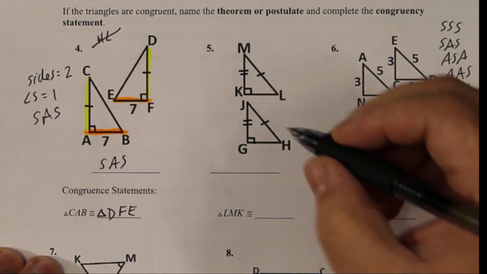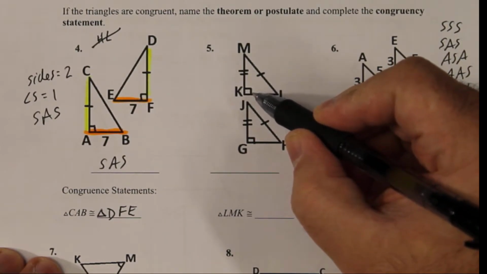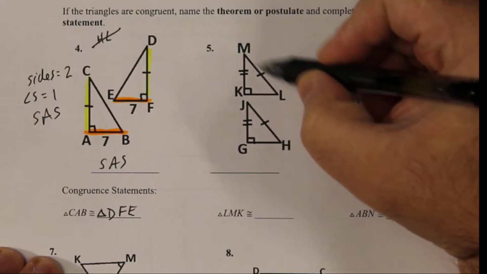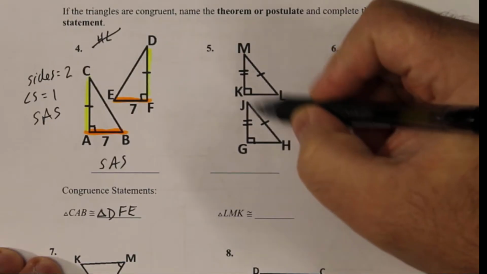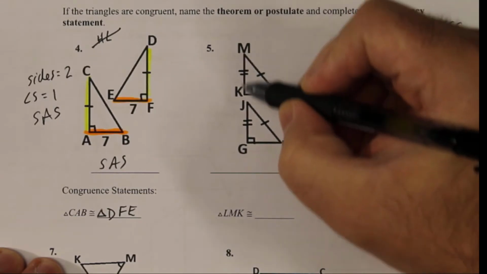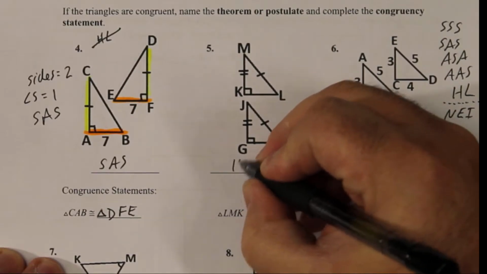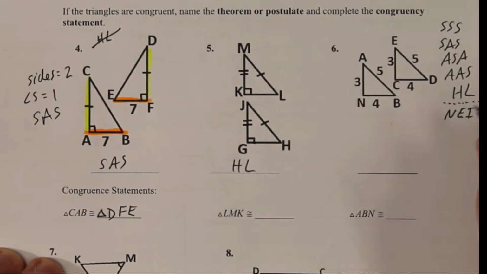So the next one, it's a right triangle. So first check for hypotenuse leg. ML is the hypotenuse. JH is the hypotenuse. And then look for a leg. MK is a leg. JG is a leg. That means that this one is HL, and I didn't have to go through all the other options.